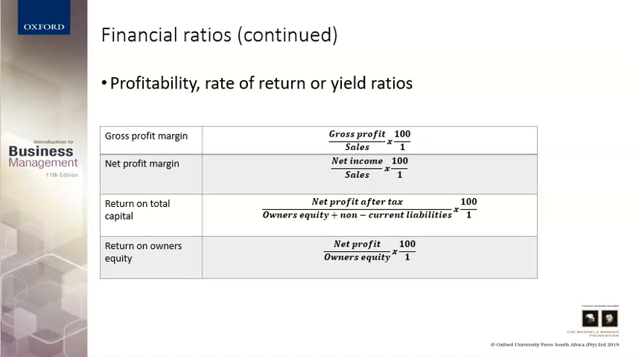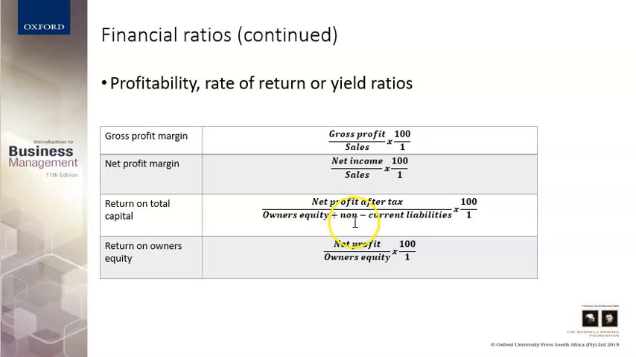We also have profitability and rate of return or yield ratios, which you guys ought to also know. And these are all expressed as percentages. So we have what is known as the gross profit margin, where you divide your gross profit by sales and you express it as a percentage. We also have a net profit margin, where you divide the net profit by your sales and you express it as a percentage. Then we also have the return on total capital.